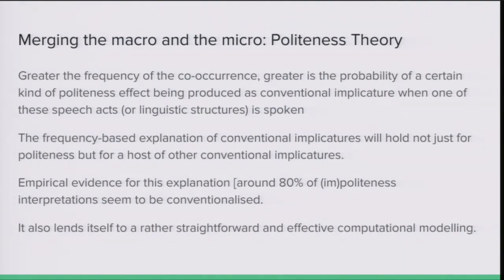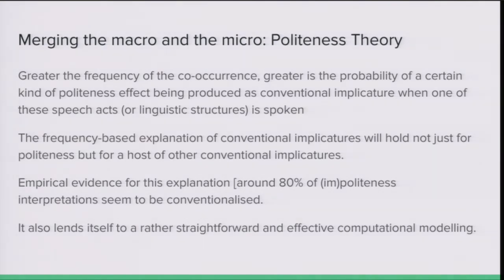We could take it one step further and say that the greater the frequency of the co-occurrence, the greater the probability. So say you had this structure come up 20 times, and for 18 or 19 of those you had a similar interpretation that it's polite. The greater this frequency, the greater is the probability of a certain kind of politeness effect being produced as a conventional implicature for those structures. So this is a completely frequency-based explanation.